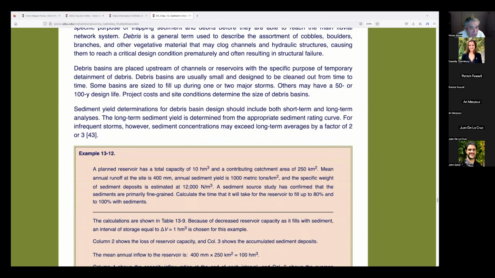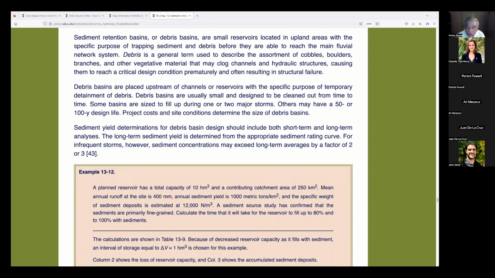Okay, so sediment yield determinations. This comment is interesting, and I'm going to finish here. Sediment yield determinations for debris basins should include both short-term and long-term analysis. What is short-term and long-term analysis? The long-term sediment yield is determined from the appropriate sediment rating curve. For infrequent storms, the sediment concentrations may exceed long-term averages by a factor of 2 or 3.